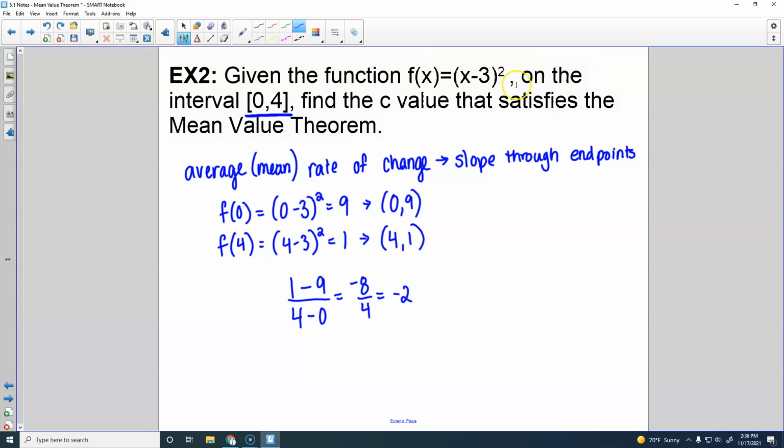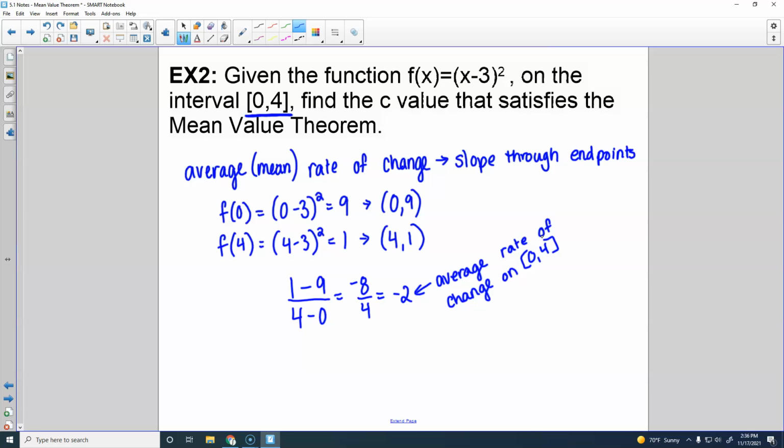Correct. And it tells us on the interval 0 to 4, C does not equal negative 2. Okay? So this is my average or mean rate of change. Do you have to label it? No, but I'm trying to. Average rate of change on 0, 4. You don't have to label that necessarily here, but I just am trying to be very clear what's happening.